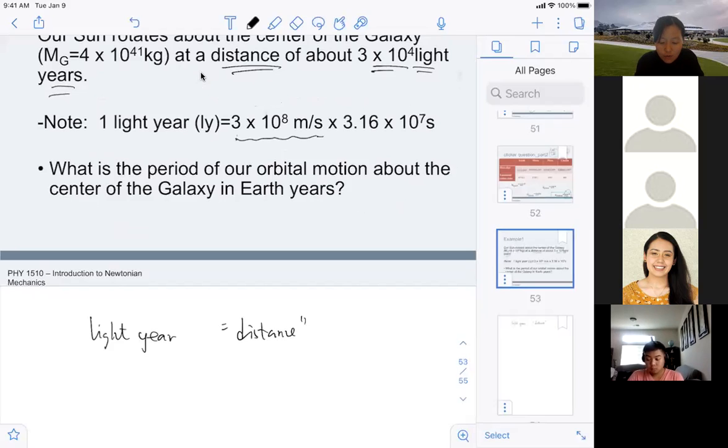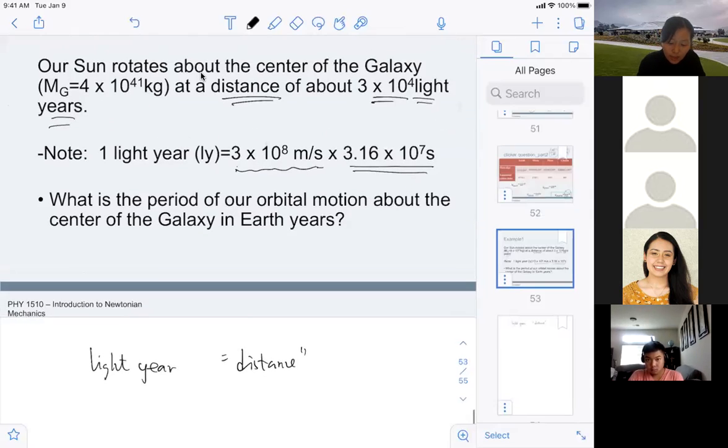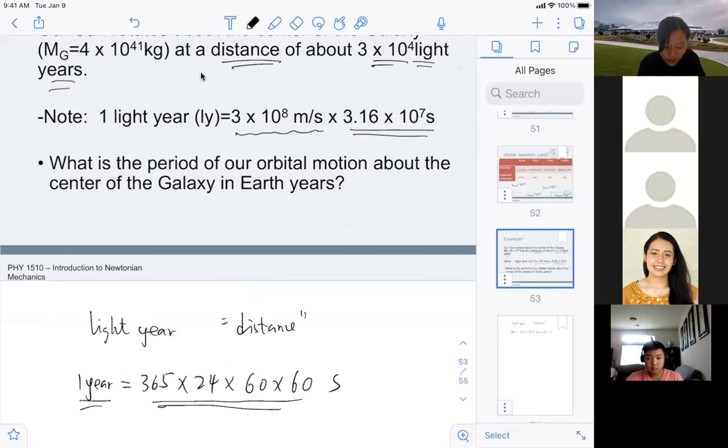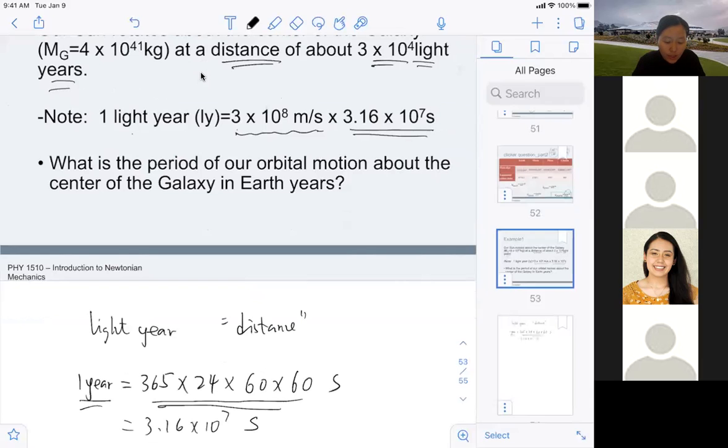With that speed, you travel for a year. So how many seconds are in a year? And you can plug in the number of seconds in the year. So for this one, you can say, 1 year is 365 days, and 1 day is 24 hours. 1 hour is 60 minutes, and 1 minute is 60 seconds. So 1 year is this many seconds, and that's why we got 3.16 times 10 to the power of 7 seconds. So this allows you to convert light year to a distance that's represented in meters.